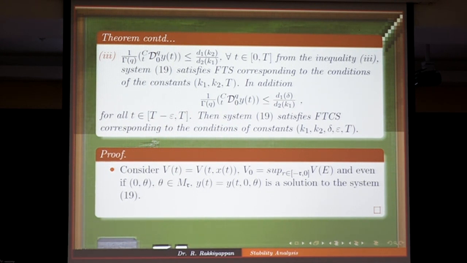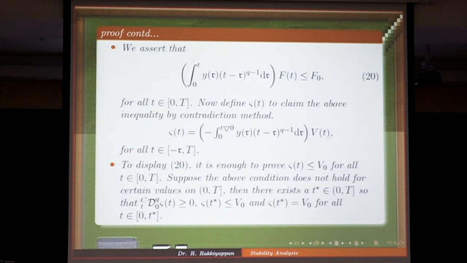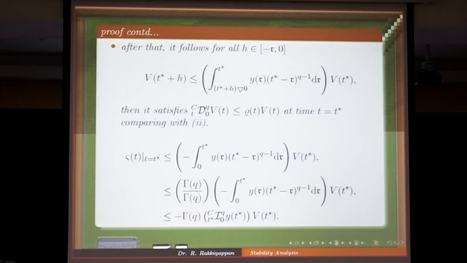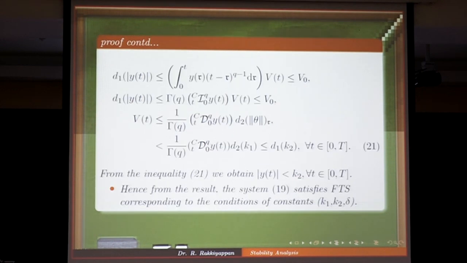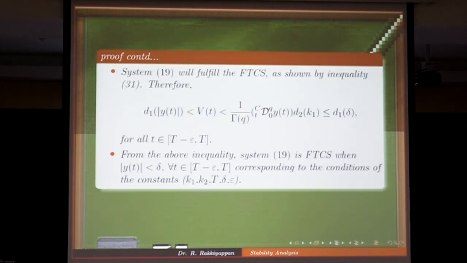So here we have to construct a Lyapunov function, and these are our results for the fractional order systems. If conditions 1, 2, 3 are satisfied, then the system is finite time stable, as well as finite time contractive stable, which includes condition 4. So while dealing with the finite time contractive stability, we have two more constants to add to the definition of finite time stability.